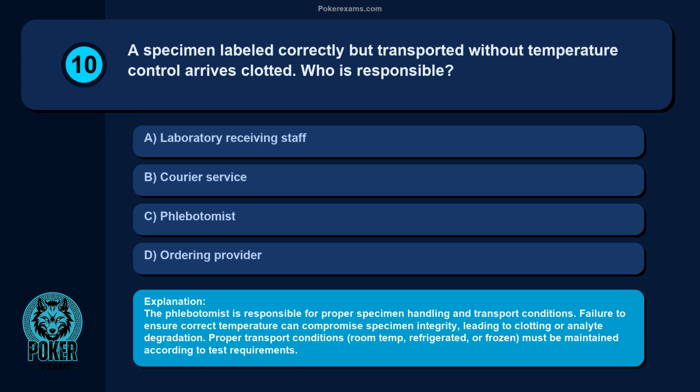The phlebotomist is responsible for proper specimen handling and transport conditions. Failure to ensure correct temperature can compromise specimen integrity, leading to clotting or analyte degradation. Proper transport conditions, room temp, refrigerated, or frozen, must be maintained according to test requirements.